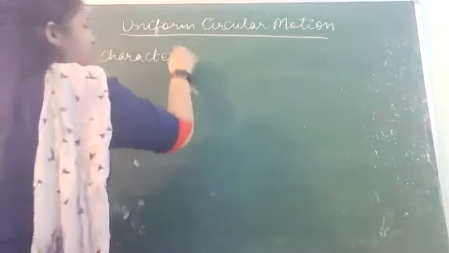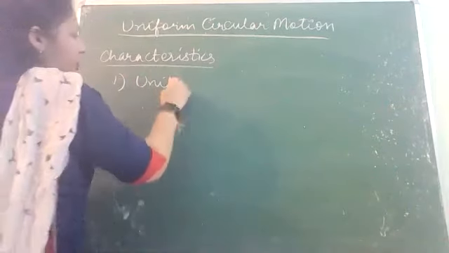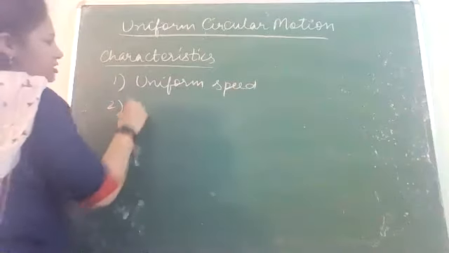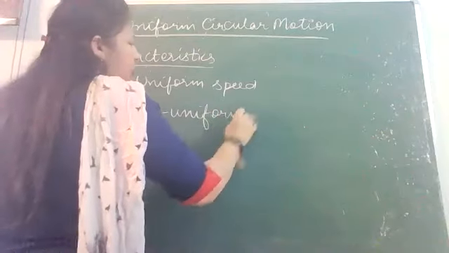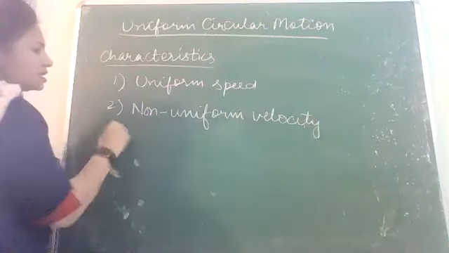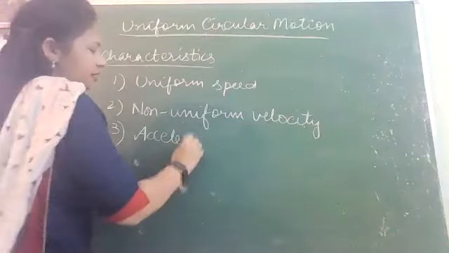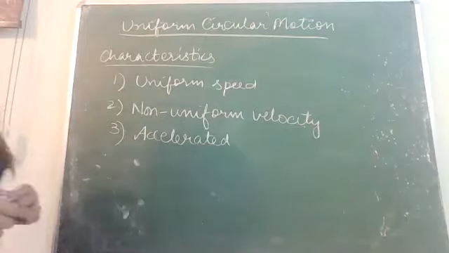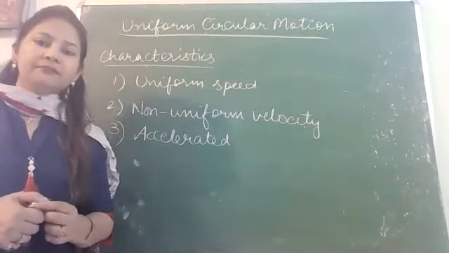तो characteristics क्या हैं? Characteristics are the speed is uniform, but the velocity is non-uniform. Speed is uniform, but velocity is non-uniform. And since velocity is not constant, it is changing. The motion is accelerated. It is accelerated also. इस motion में कुछ acceleration होगी. ठीक है?